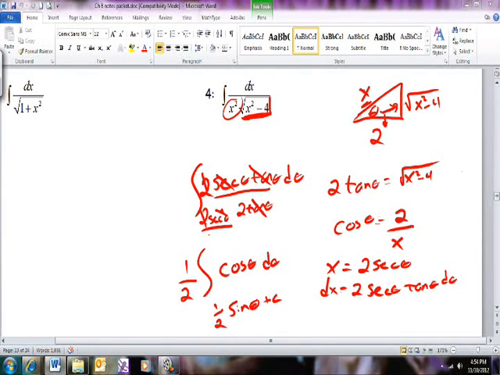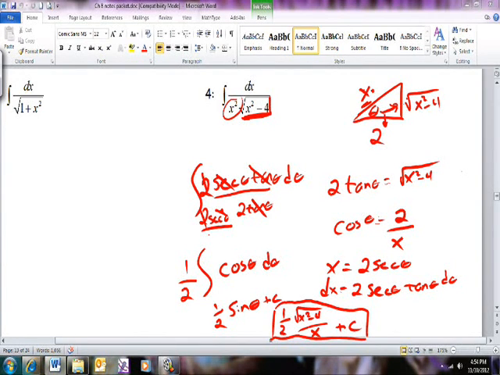Now I can't just leave it as sine of theta. So what I have to do is figure out what sine of theta is. Well, go back to my triangle. Sine is opposite over hypotenuse. So we have 1/2 times the opposite, which is our root x squared minus 4, over the hypotenuse, which is just x, plus c. So the last step is actually pretty easy when you have a sine or a cosine left over. You just go back to your triangle and figure out what sine or cosine is. So the hard part is drawing the triangle and figuring out what it is.